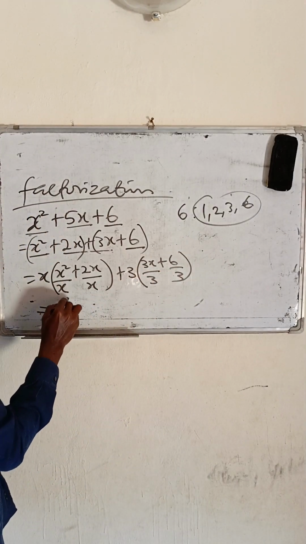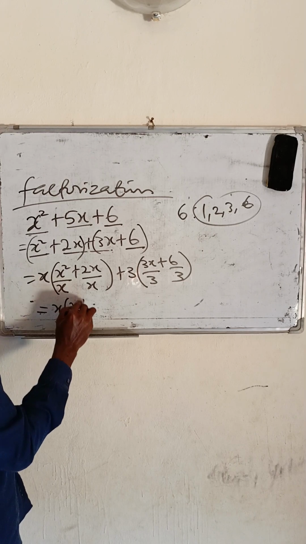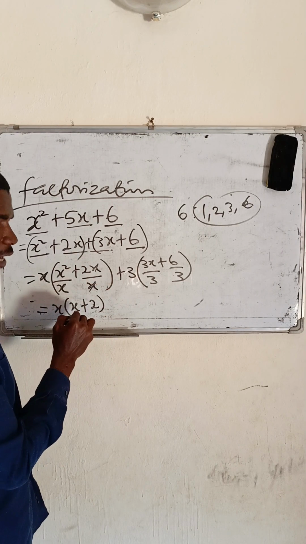So we have the bracket. This divided by this, we have x plus, and we can take care of the 2. What do you have? 2. Are you seeing it now?